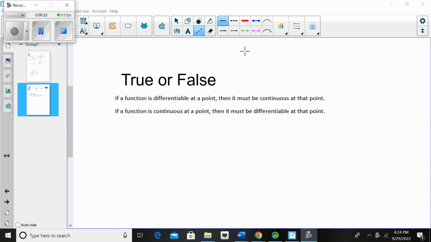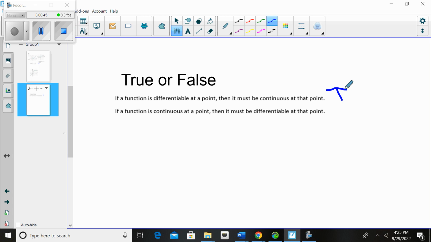True or false? Okay, and we did discuss this in class, that if there's an asymptote, a jump, a hole, how could we possibly draw a tangent line to the curve when such a thing is occurring and compute the slope of a tangent line? Okay, so if we're differentiable, we have to be continuous.